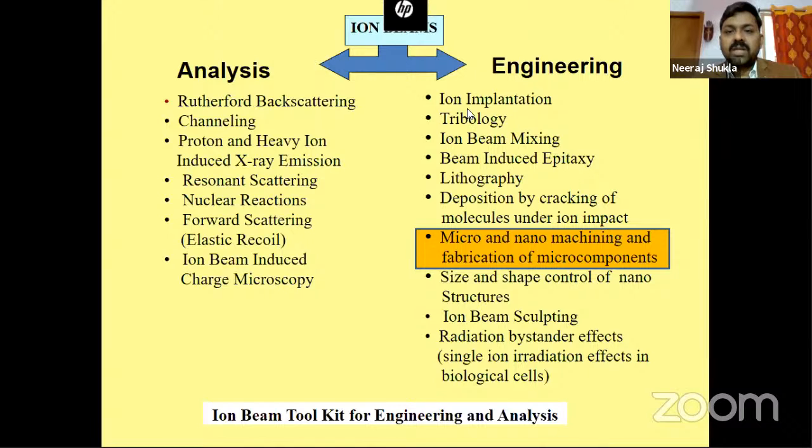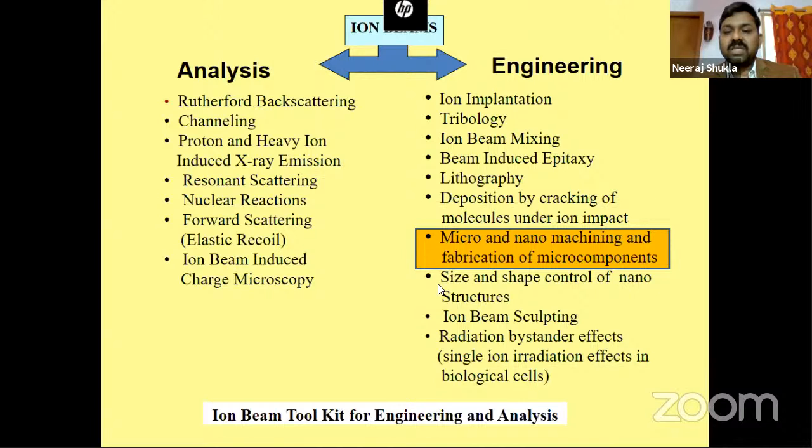Then it can also be used for nanotribology. You can make the structures rough, you can tune the surface energy. You can also do ion beam mixing at the interface, ion beam epitaxy, and lithography, like proton beam lithography. We know UV lithography, UV visible lithography, X-ray lithography, but this one is proton beam lithography. And there is deposition by cracking of molecules under ion impact, that is the FIB.